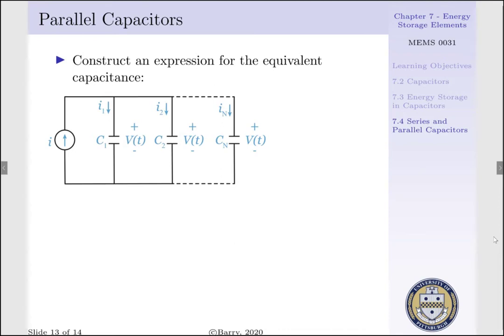Now, capacitors can exist in a variety of configurations, and oftentimes you may have capacitors in a parallel configuration or a series configuration. Thus, we need to construct expressions to determine an equivalent capacitance based upon their configuration. Say we have a current source I, where we have capacitors C1, C2, all the way up to Cn in a parallel configuration, and we want to determine our equivalent capacitance.